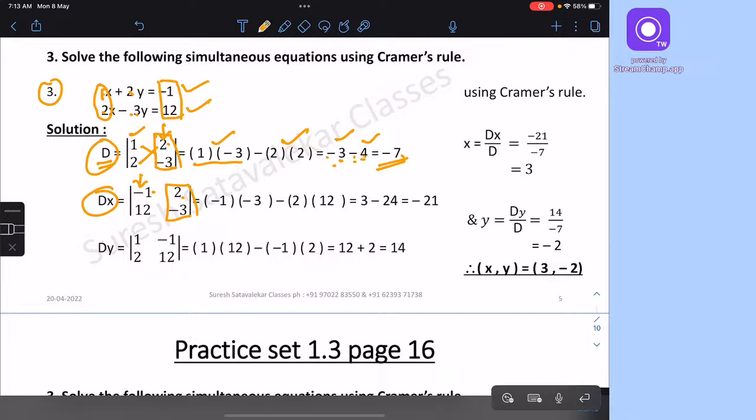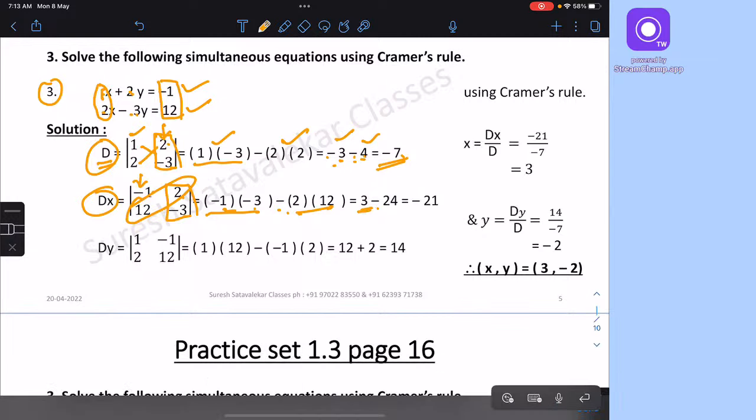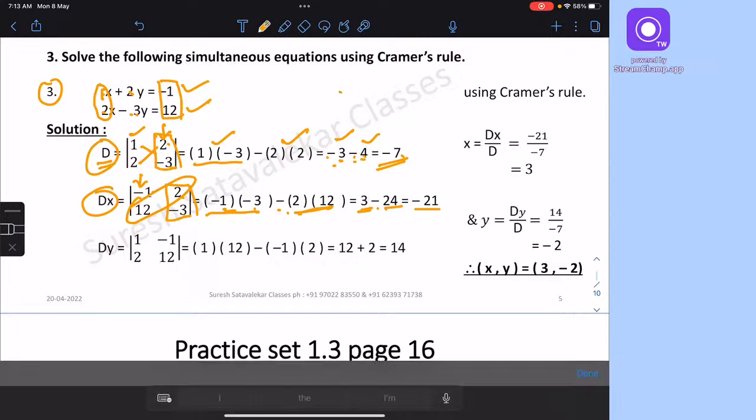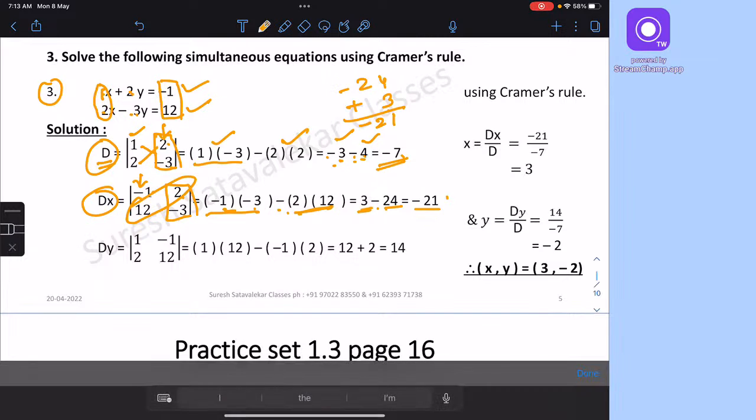Now again multiply minus 1 and minus 3. This is multiplying. Subtract this 12 and 2, 12 multiplied by 2. So minus 1 and minus 3 multiply to give you 3. Subtract minus 12 into 2, that is 24. 3 minus 24 is minus 21. Here again we have done this. 24 is negative and 3 is positive. When you are having positive and negative together, from the greater number you have to subtract the smaller. 24 minus 3 gives you 21 and give the sign of the greater, that is minus 21.